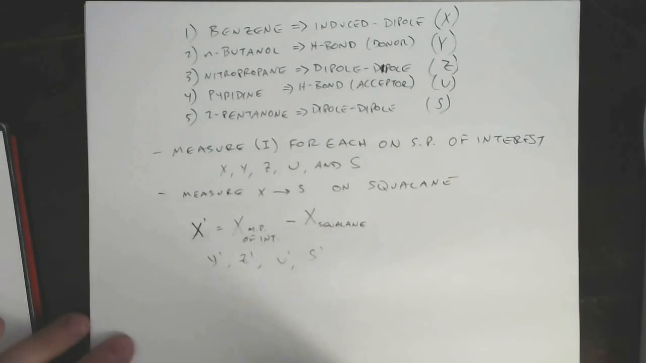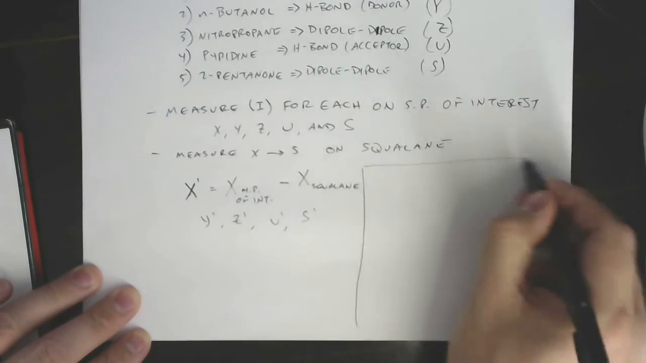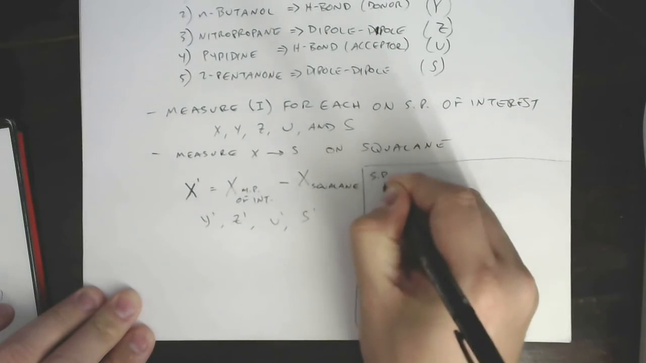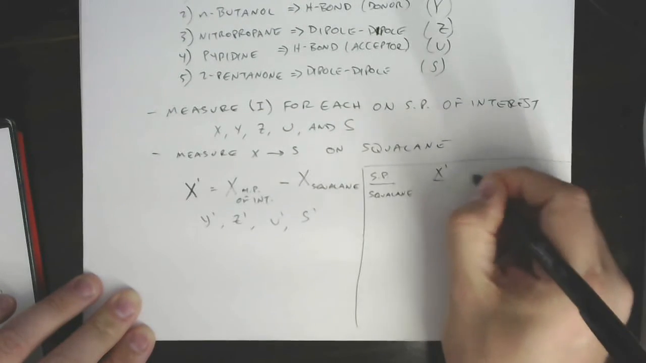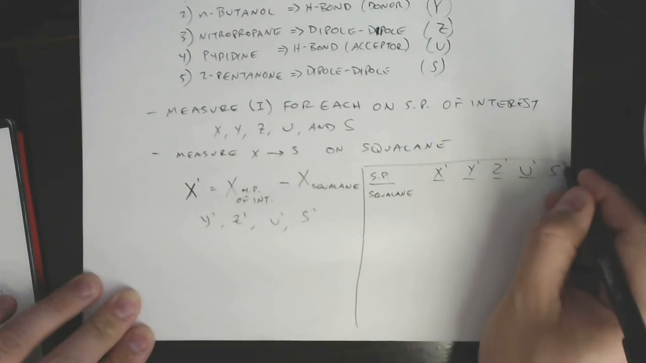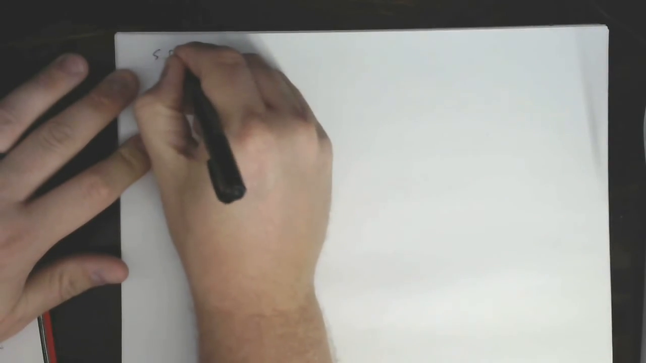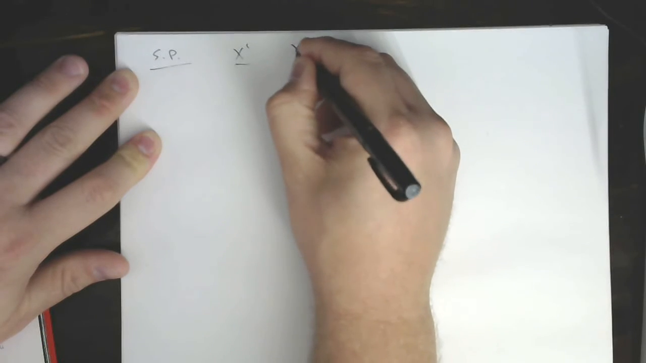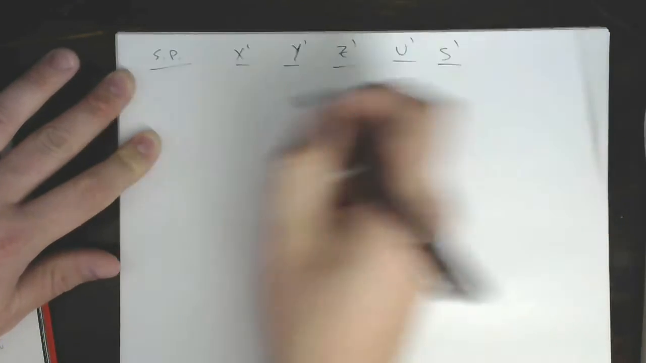So let's throw together a table here of what this might look like. I'm going to throw this table over here because I think there's room. So here's a stationary phase of interest. Let's start with squalane, and we're going to look at our x prime, y prime, z prime, u prime, and s prime numbers. You know what? Here's what I'm going to do. I'm actually going to start this on a new page. Let's set that up again. Here's our stationary phase, x prime, y prime, z prime, u prime, and s prime for squalane.